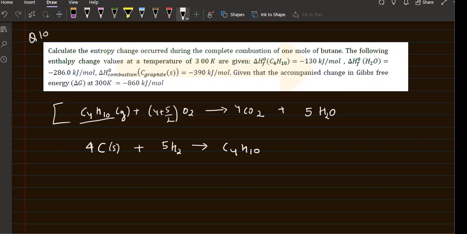What about carbon? What about CO2? CO2 is also prepared. How? C solid plus O2 gives CO2. What about H2O? H2O is also prepared. How? H2 plus half O2, then we will get H2O. Any issue in this? Step by step. I'm just trying to understand the problem now.